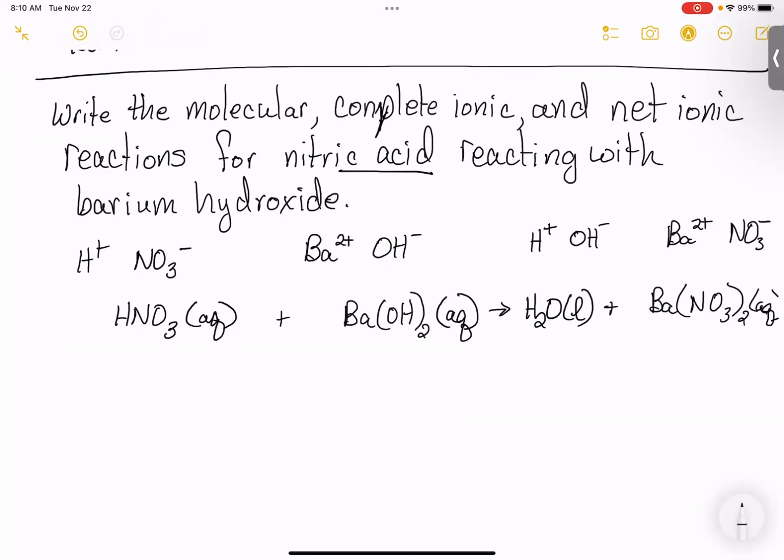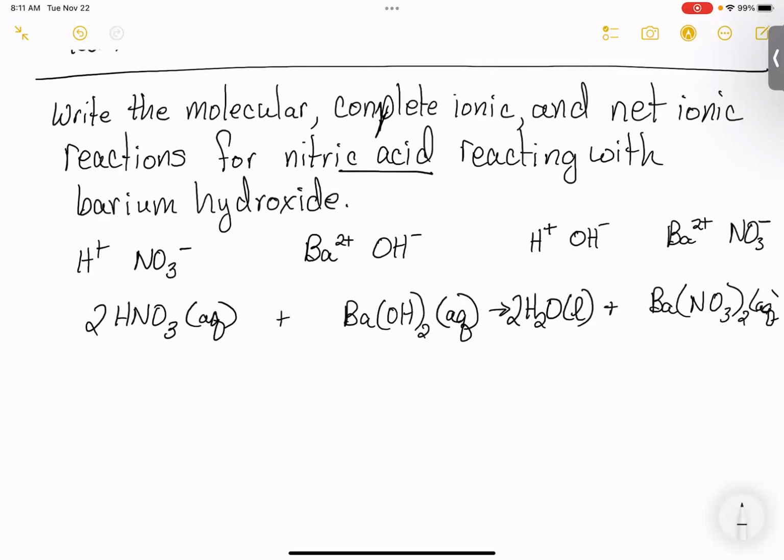So that gets us our reaction, but we should always balance our chemical equation. To balance this chemical equation, you're going to need 2 nitric acids, and it is going to form 2 waters. So this is the molecular reaction for nitric acid with barium hydroxide. Questions about the development of the molecular equation?